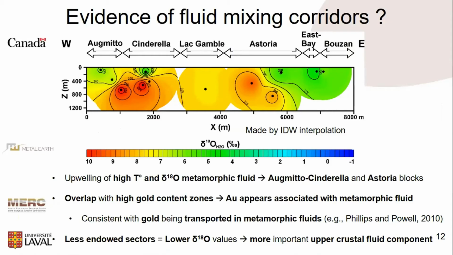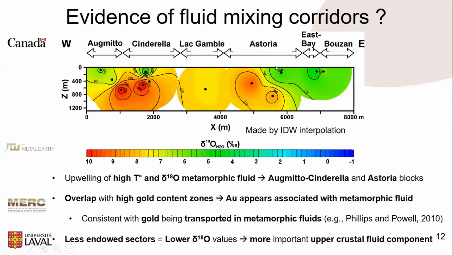So we interpolated the delta 18O values across the property. This is a view into the Pichet group only, to see what was going on with the oxygen isotopes. And we can see that there are two main upwellings of high temperature and high delta 18O metamorphic fluid in the Augmitto-Cinderella and in the Asturias blocks, which are themselves blocks of really high gold content, which leads us to think that gold appears associated with the metamorphic fluid, which is also consistent with multiple studies that said that gold is likely transported in metamorphic fluid in general.